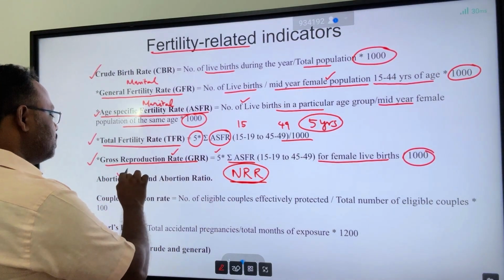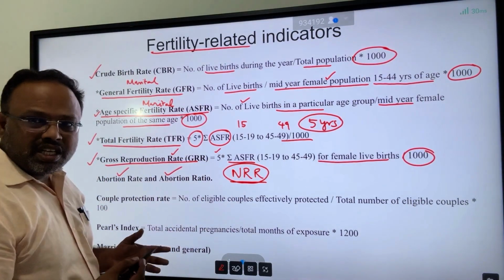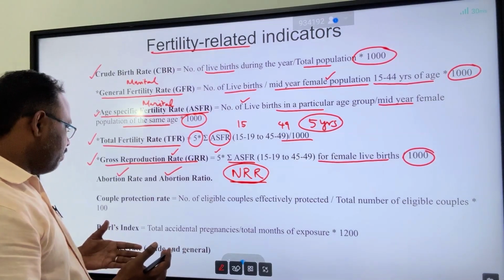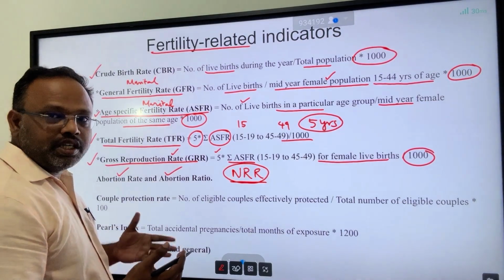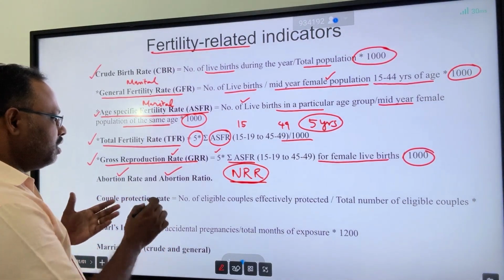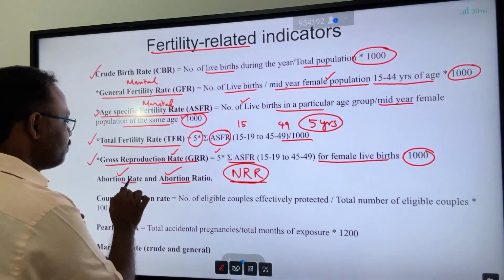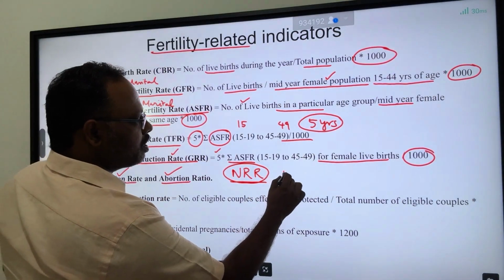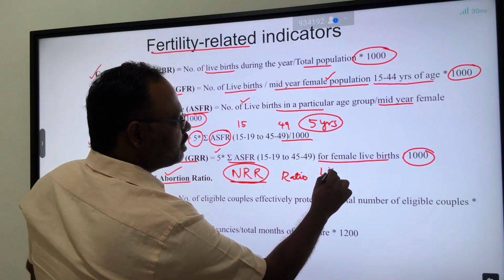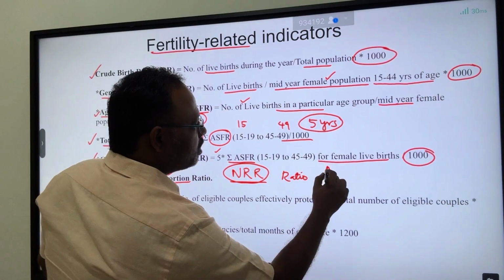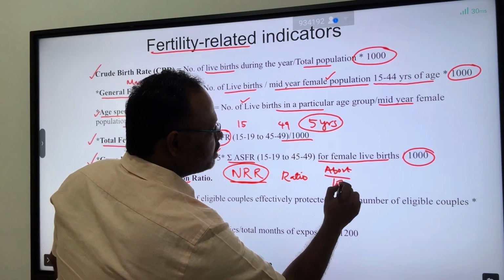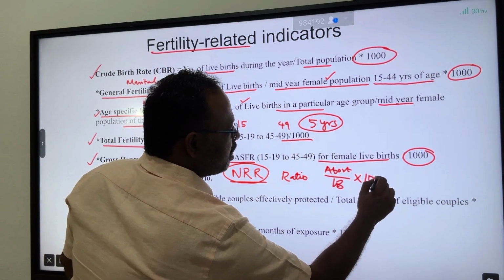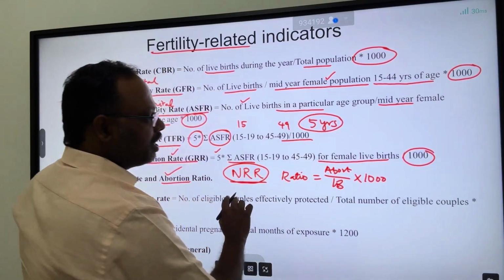Then we have abortion rate and abortion ratio. There is also the marriage rate, the pregnancy rate, the abortion rate, and the abortion ratio. Abortion ratio is the number of abortions divided by live births, expressed per 1000 live births.